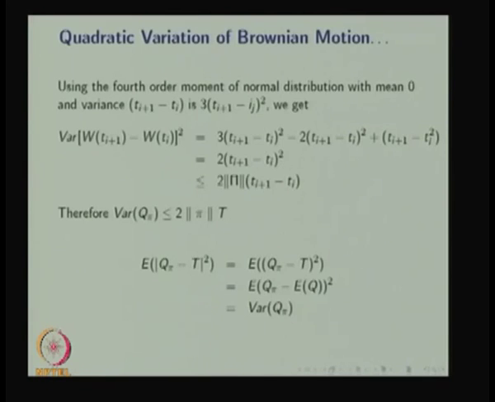The 2 times the time difference whole square is less than or equal to 2 times the norm of π multiplied by the time difference. Therefore, the variance of Q_π is less than or equal to 2 times the norm of π times T. Since you know that the expectation of Q_π is equal to T, the expectation of (Q_π minus T) whole square is nothing but the variance of Q_π.